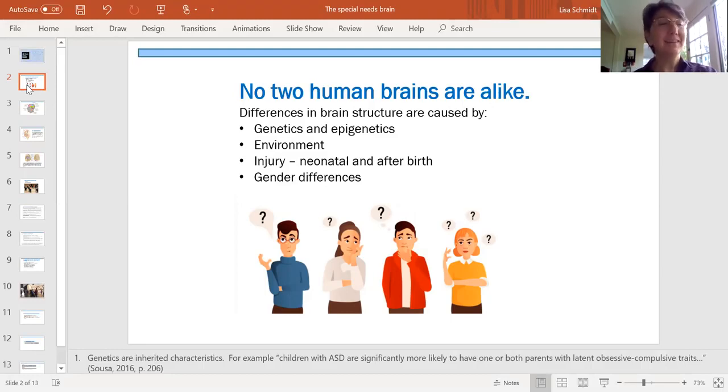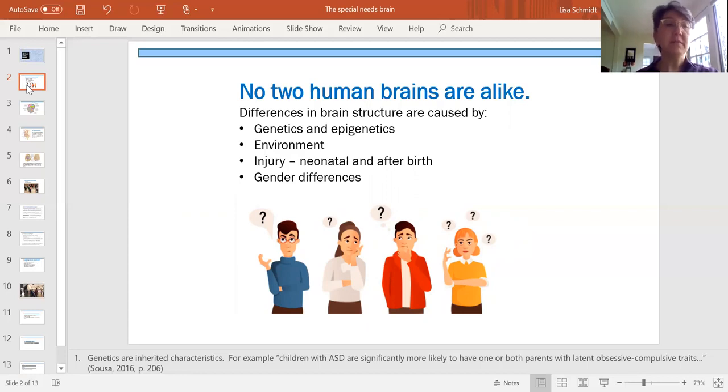And epigenetics is the inheritable changes in gene expression, but not the gene itself. So this is a huge new area of study and may very well be a factor in the recent boom in ASD diagnosis, is actually epigenetics.